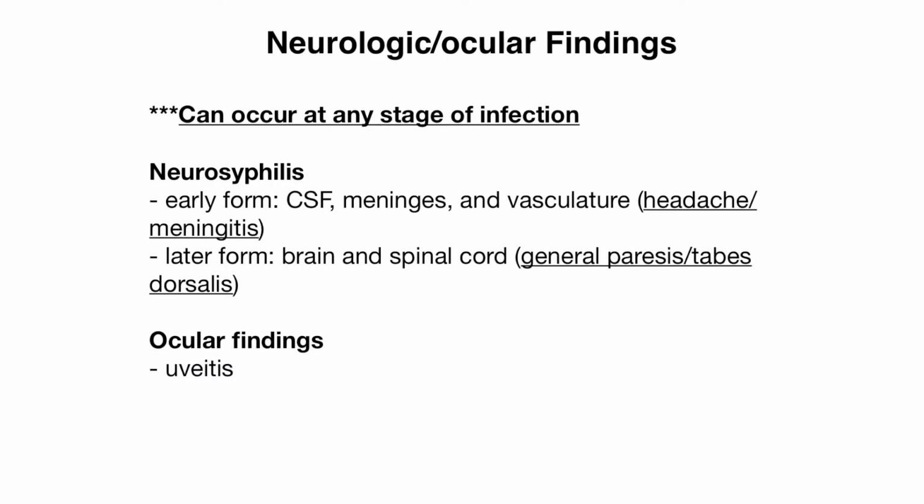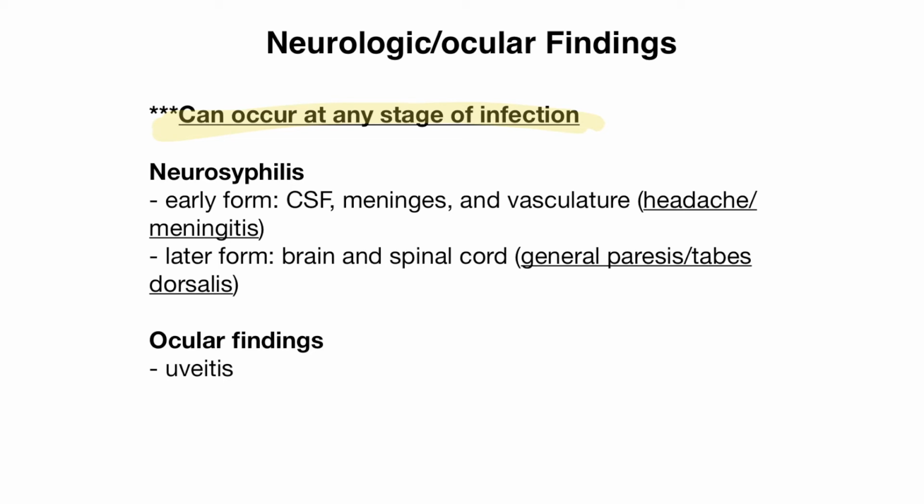Let's now talk about neurologic or ocular findings, and what's important to know about this is that it can occur at any stage of infection, but typically you see this more with secondary or tertiary syphilis. Neurosyphilis, interestingly, has two different forms depending on how early or late you are in the infection. Early on, you can have more involvement of the CSF, the meninges, and the vasculature, so this can lead to things like headache with the CSF involvement or meningitis, or even strokes.